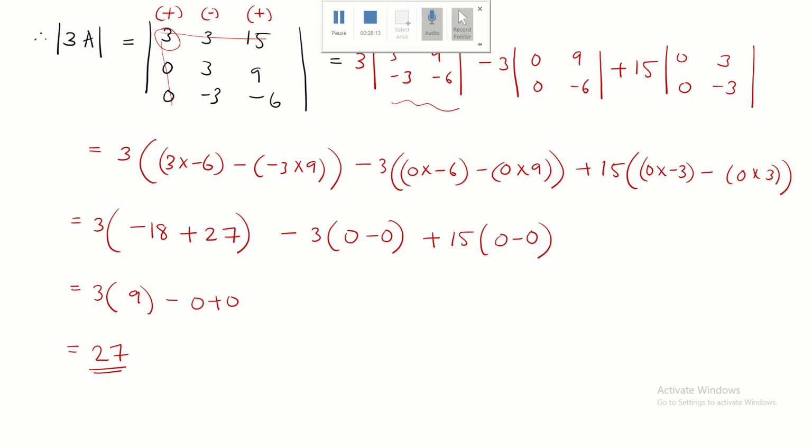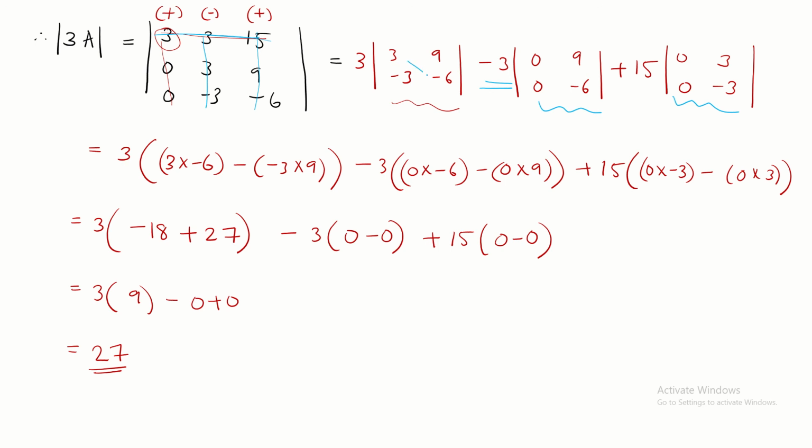Next term minus 3 here. This column and this row I'll ignore. 0, 9, 0, minus 6. I wrote it here. Then plus 15, column and row I'll ignore. So here 0, 3, 0, minus 3. I wrote it here. And 3 I'll write as it is.